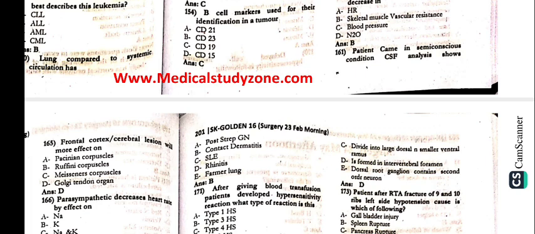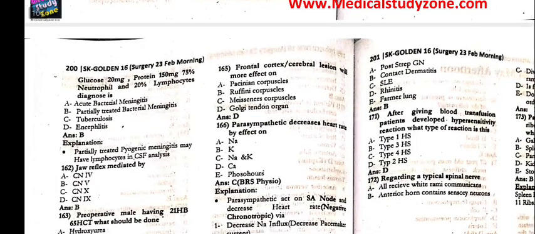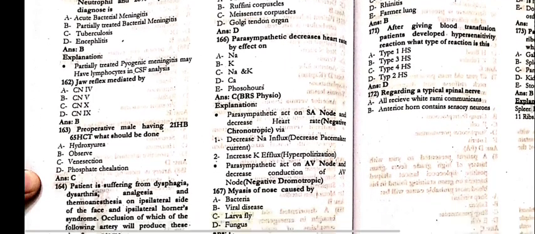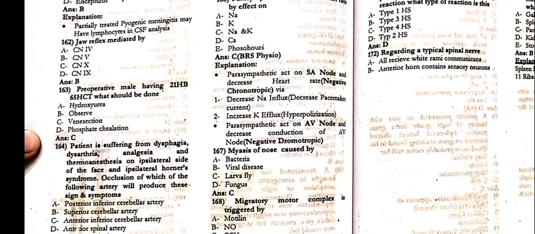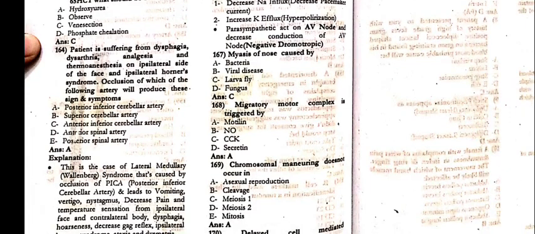161, the patient came in comatose condition. CSF analysis shows glucose 20, protein 150, 75% neutrophils and 24% lymphocytes. Diagnosis is partially treated bacterial meningitis. 162, jaw reflex mediated by the cranial nerve number 5. 163, the preoperative male having Hb 21, hematocrit 65, what should be done? That is venesection. 164, patient is suffering from dysphagia, dysarthria, analgesia and thermoanesthesia on ipsilateral side of the face and ipsilateral Horner syndrome, occlusion of which artery will produce these signs and symptoms? That is the posterior inferior cerebellar artery, PICA.